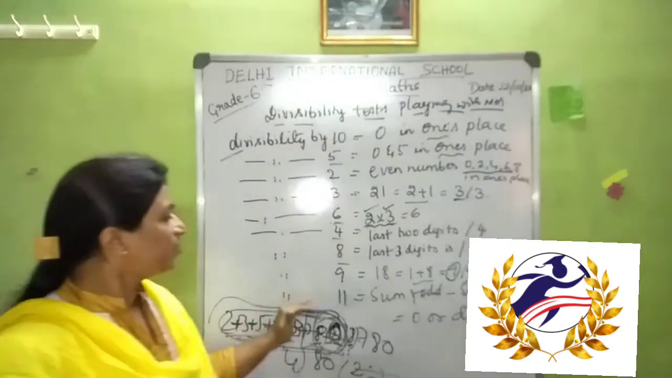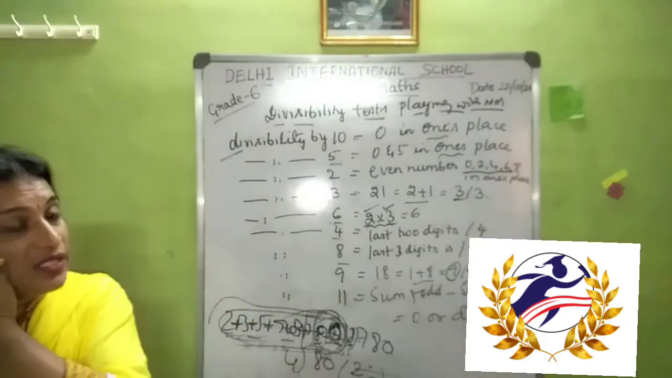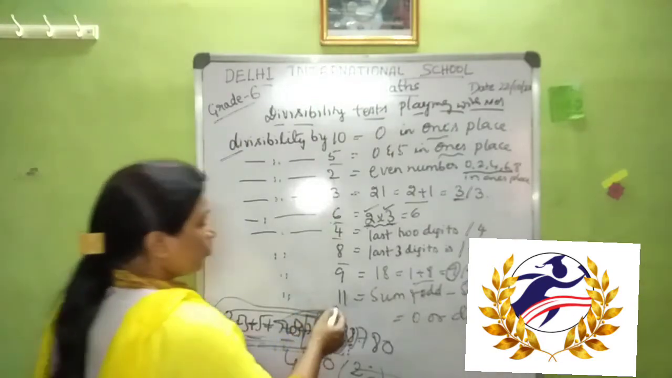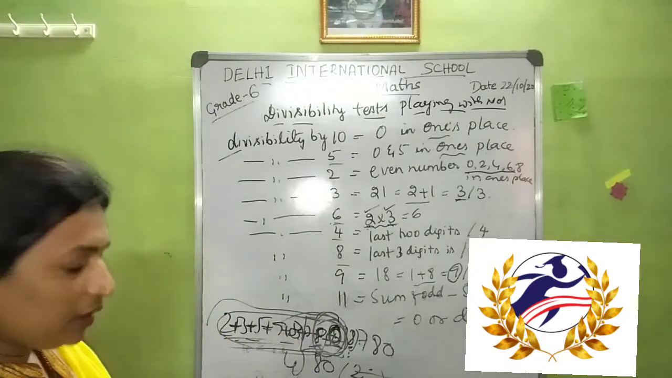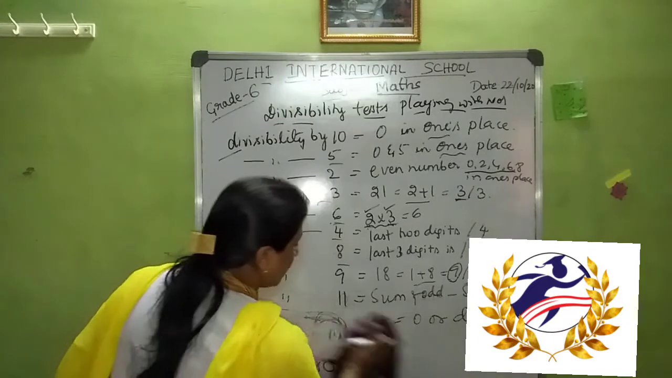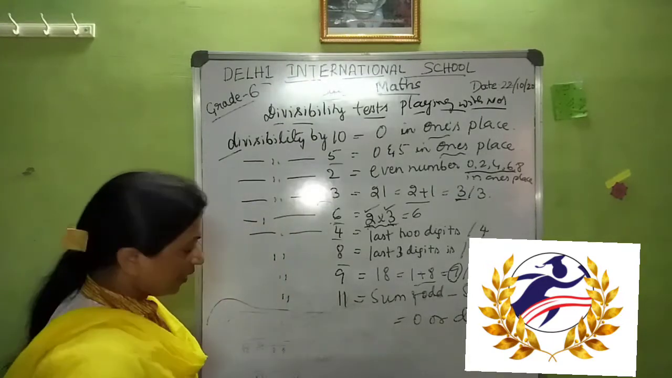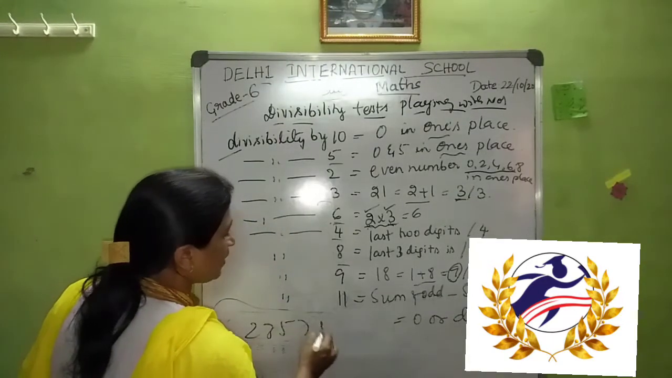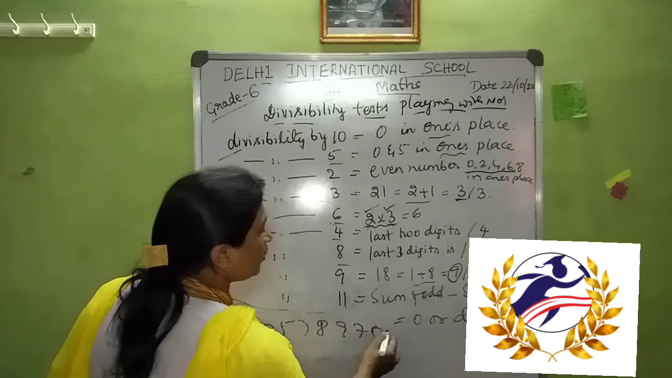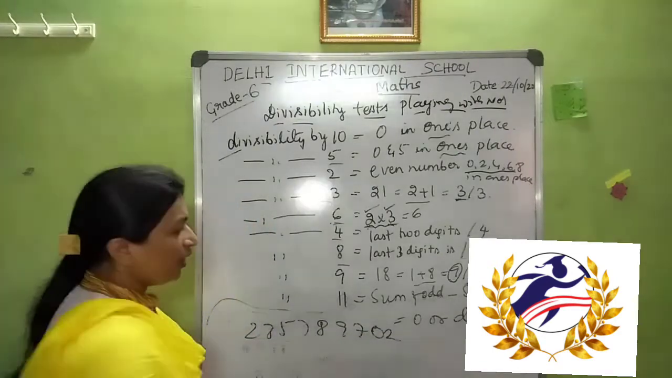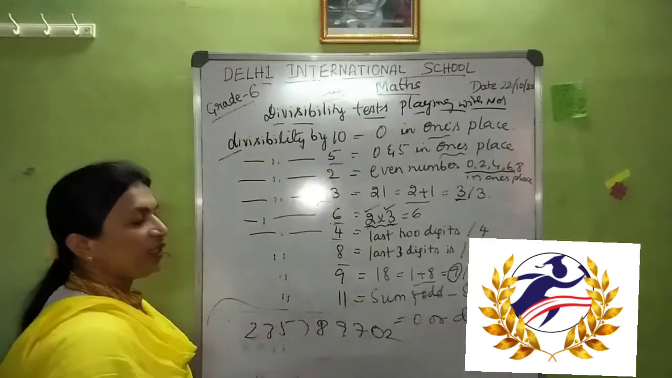So next, the last one is divisibility by 11. This is a little bit difficult. For example, take 2, 3, 5, 7, 8, 9, 7, 0, 2. This is a large number. So how do we check the divisibility by 11?